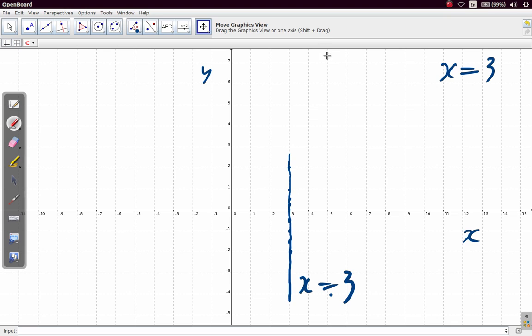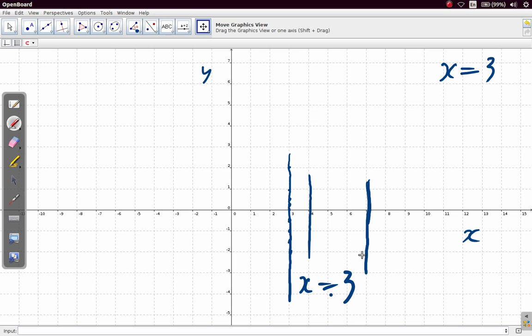So the line x equals 4 would be this. The line x equals 7 would be this, and so on and so forth. Now, what is the gradient of this line and the y-intercept? Well, you can see that no matter how much you go up or down, it will not cut the y-axis. So it doesn't have a y-intercept.